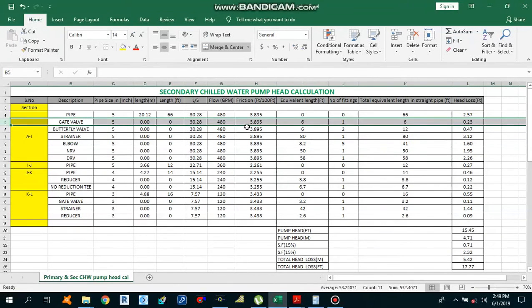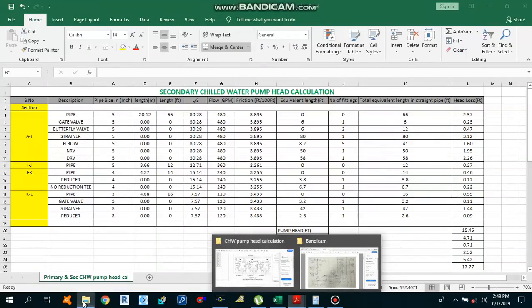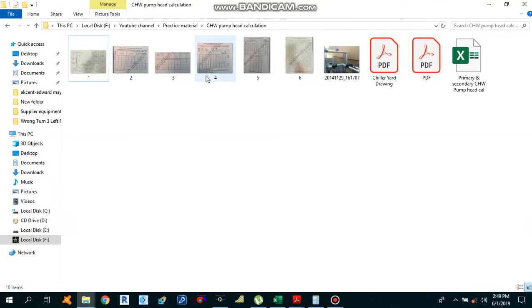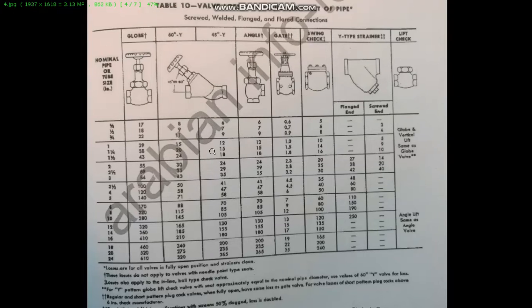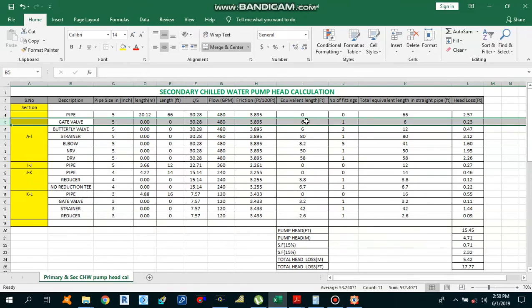The valve over here is a gate valve, and how much is the size? 5 inches gate valve over here with 480 GPM. So we need to calculate the equivalent length in feet. I will open the table over here to give you the idea how to calculate this equivalent length. Okay, this is the valve over here. As you can see, gate valve, and we have a 5 inches gate valve. So you move to the right side, 5 inches gate valve over here. You see the equivalent length is 6 feet over here. So this is how we get the equivalent length of 6 feet.